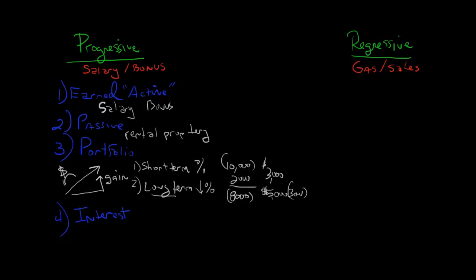Now, it's a little bit difficult to determine the gain and loss, so we use a cost basis. I'm going to use another video to explain that. It takes a little longer. And finally, there's interest. And interest looks something like this.